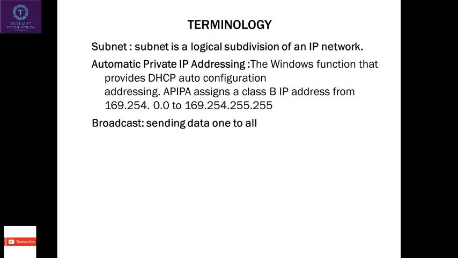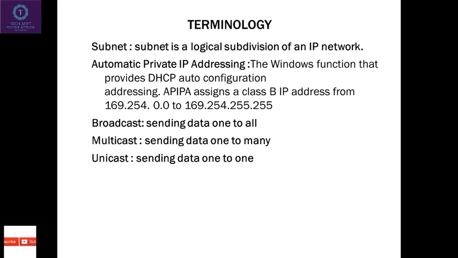Second term you need to remember is that there are three types of data transfer. One is broadcast, second is multicast, and third is unicast. First, broadcast. In broadcast, the data is sent from one to all, means it is broadcasted over the place. Second, multicast. The data is sent by one to many at the same time. Third, unicast. The data is sent from one host to only one host.